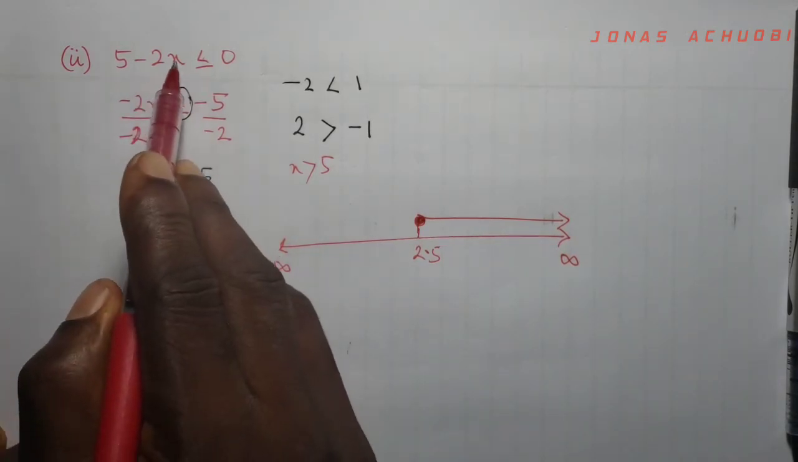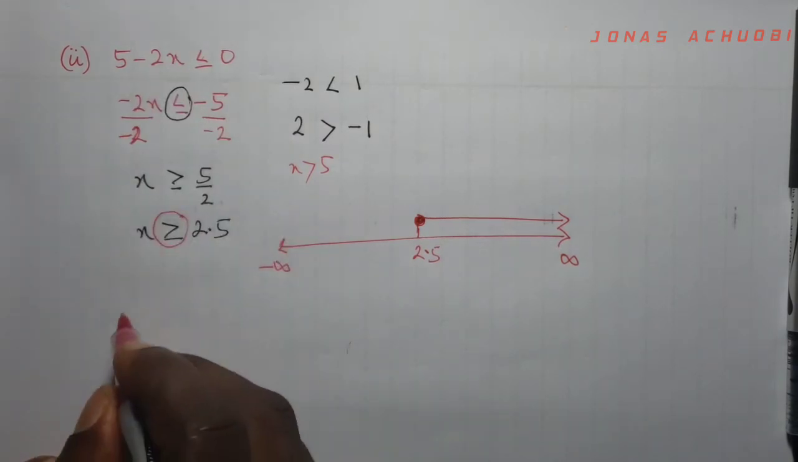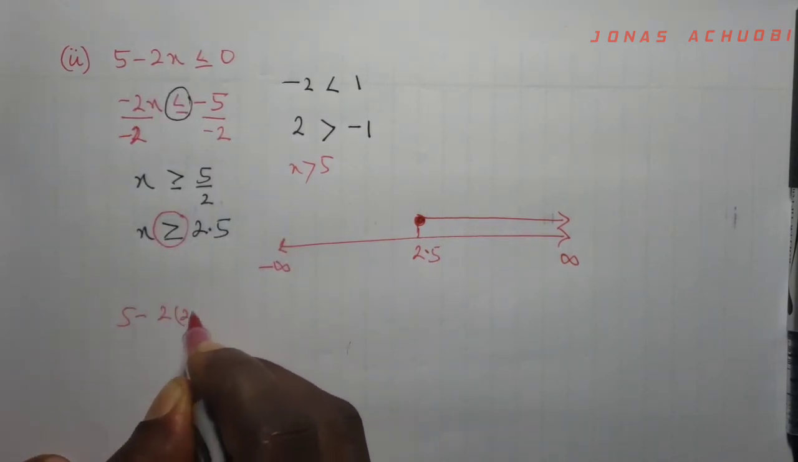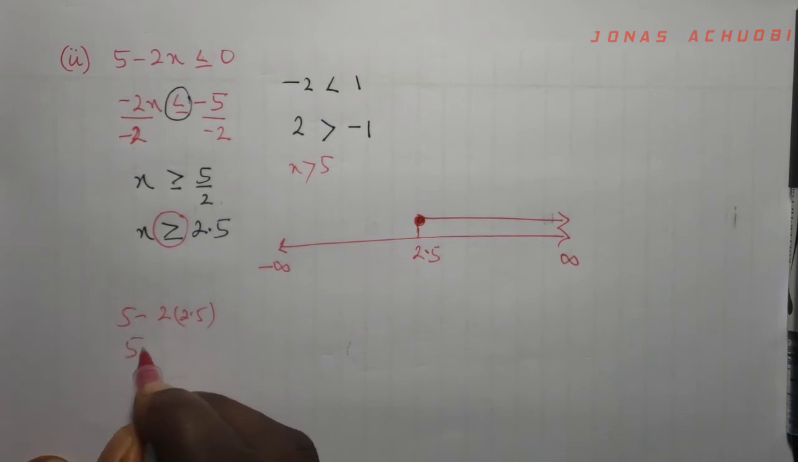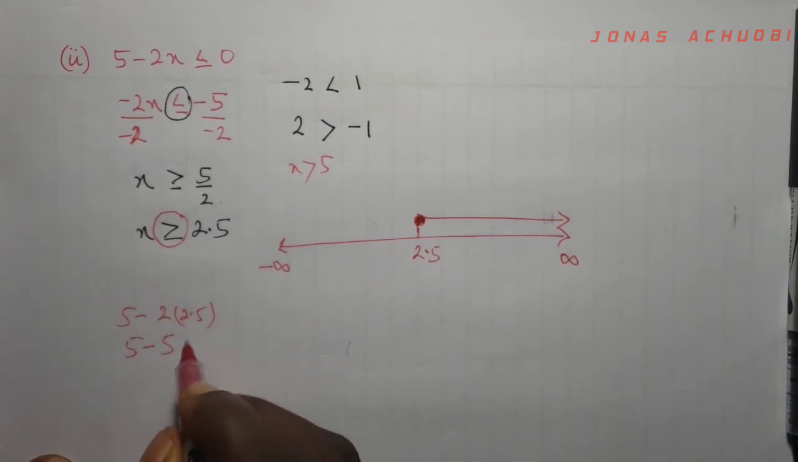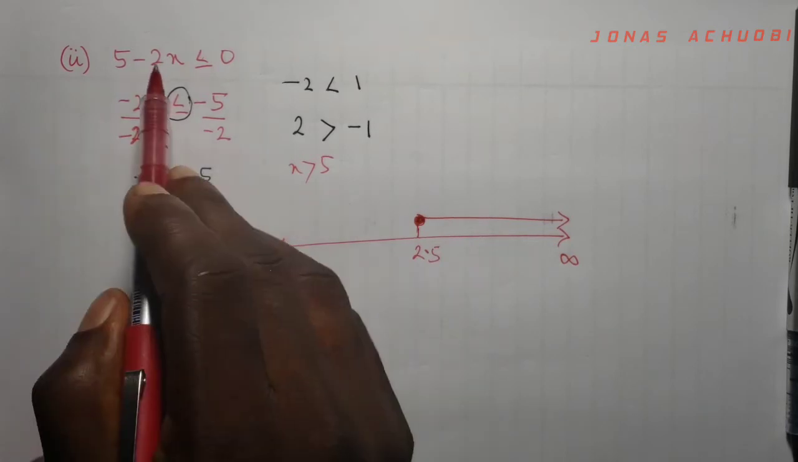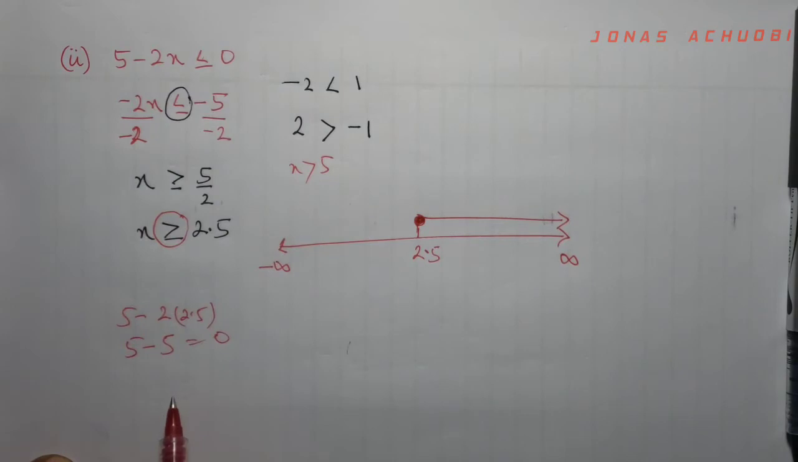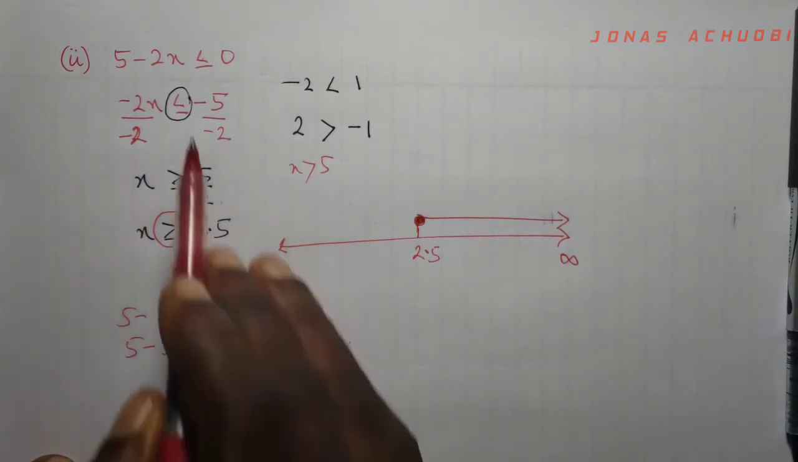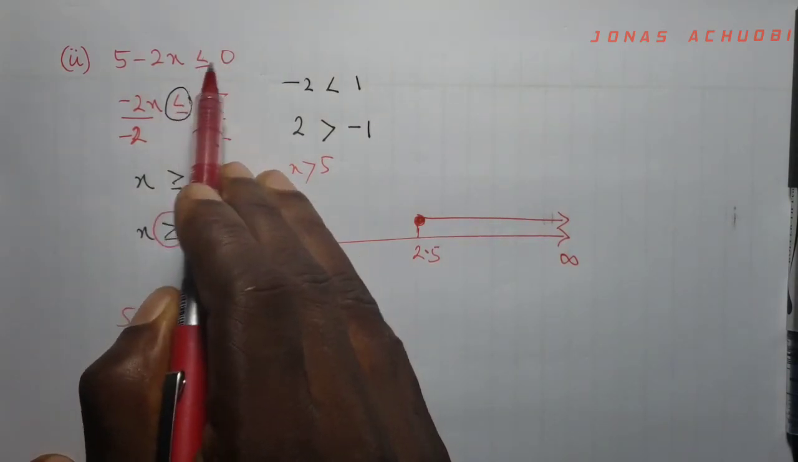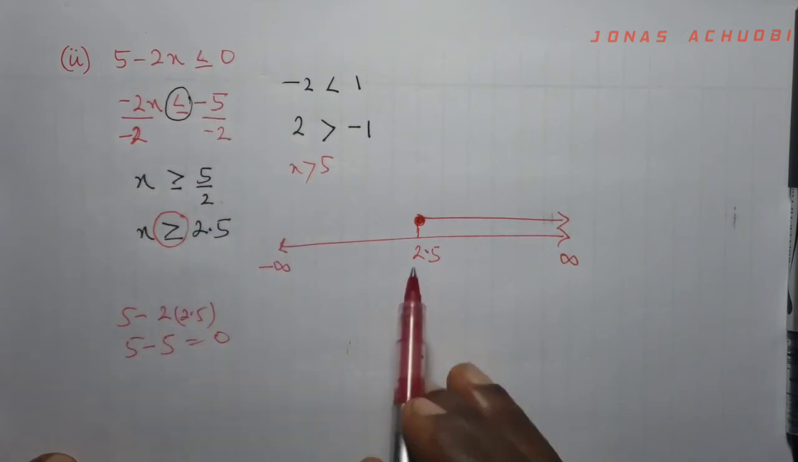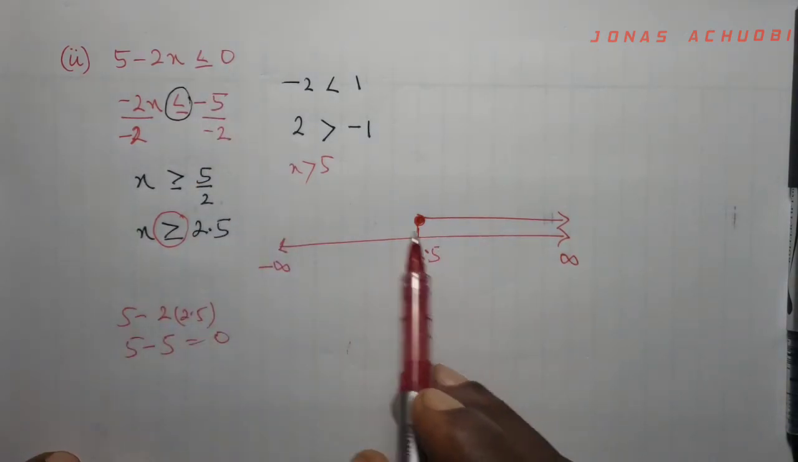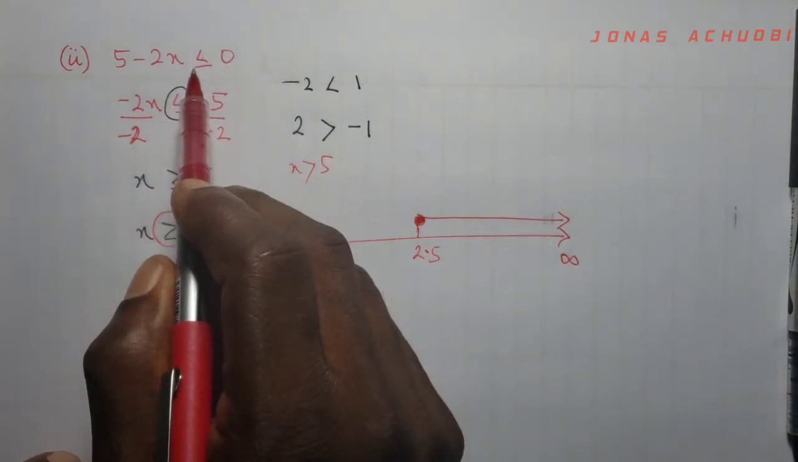If we put 2.5 here, we simply get what? We get 5 minus 2 times 2.5. That gives us 5 minus 2 times 2.5 is 5. And 5 minus 5 is what? Is 0. And we said here that 5 minus 2x is less than or equal to 0. And in this case, we have 0. 0 is not less than 0, but 0 is equal to 0. Hence, 2.5 is also a solution to the inequality given to us.